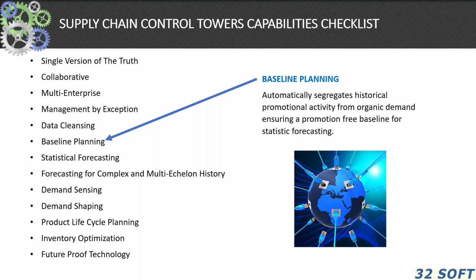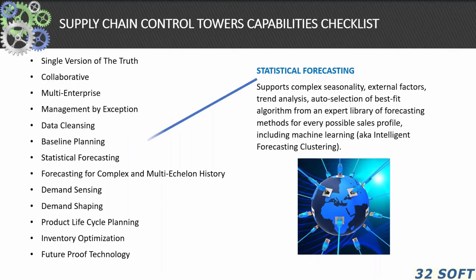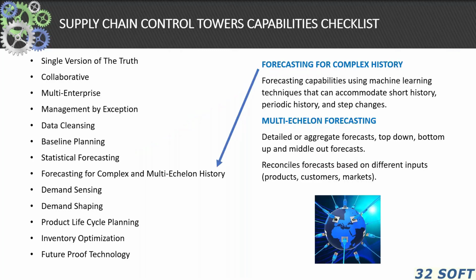Baseline planning automates and segregates historical promotional activities from more organic demand, ensuring a promotional-free baseline of statistical forecasting. We've spent several webinars over the last year discussing forecasting techniques. Supply chain towers or planning applications support complex seasonality, external factor analysis, trend analysis, and auto selection of best fit scenarios. They then drive that directly back into the ERP system.